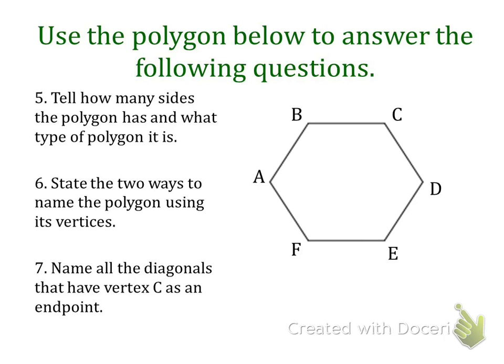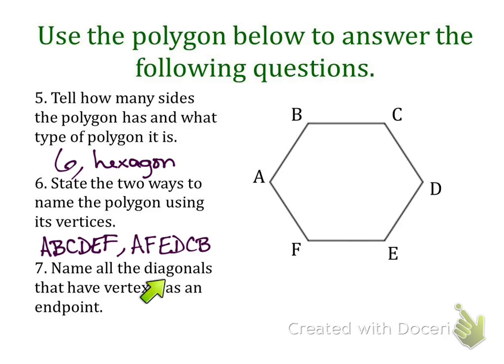So here's the point. Tell how many sides it has. Figure out the type. State 2 ways to name the polygon, because we don't know how to name bigger polygons than triangles. And we're going to name the diagonals that have a vertex of C or that have an endpoint of C. To name the polygon, you start with any letter, and you could either move clockwise or counterclockwise around the figure. So let's say I do start with A. I have the option to say A, B, C, D, E, F, or if I start again at A, I could go the other way, A, F, E, D, C, B.